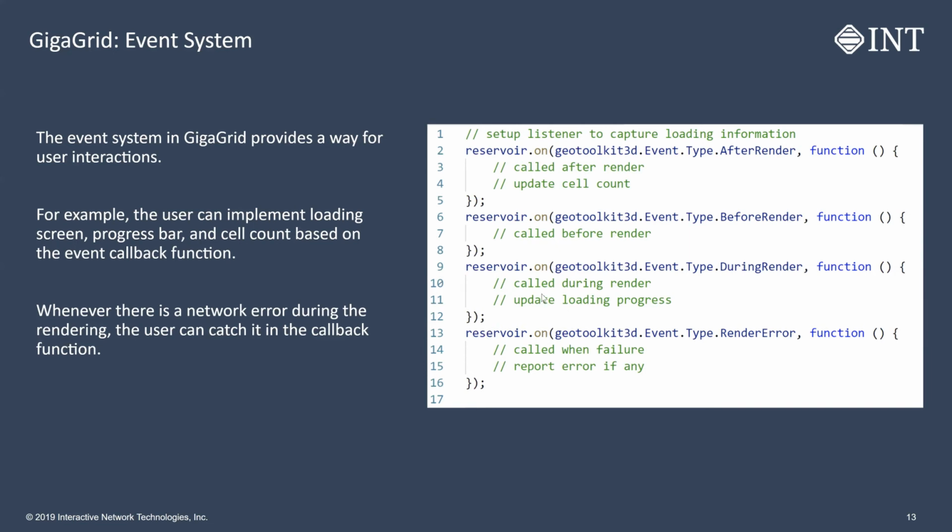The last one is render error. In case you have an internet issue, you can show that the internet is slow, so you will not be able to load some data from the server, or that there's a server issue.